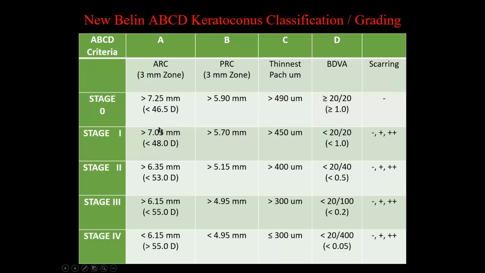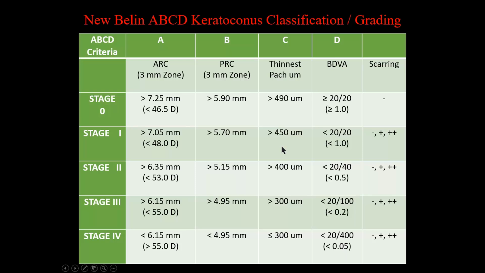We then said, okay, let's look at Amsler-Krumeich. And if, instead of using diopters, we use radius of curvature, what would stage 1 to 4 be in radius of curvature? We looked at that and determined what the standard deviation would be, and we applied that across the board in standard deviations for the anterior, the posterior, and corneal thickness.